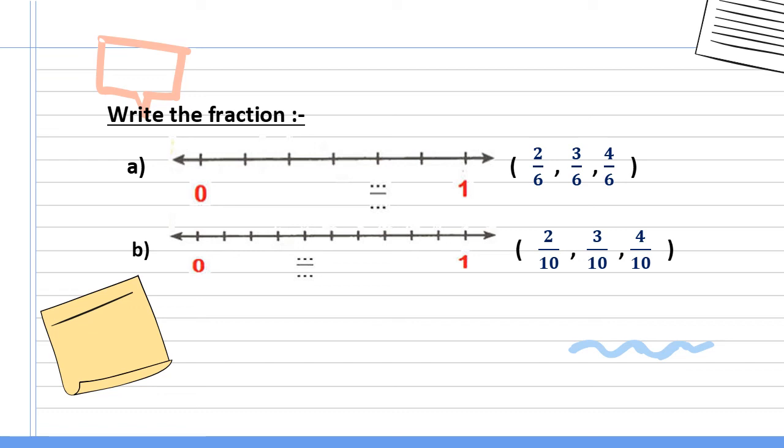And now here I want you to write the fraction on the number line. Which one is the correct fraction?